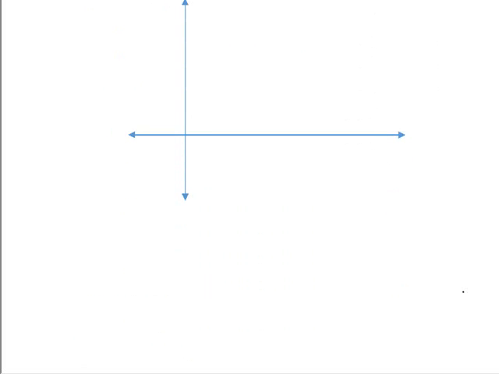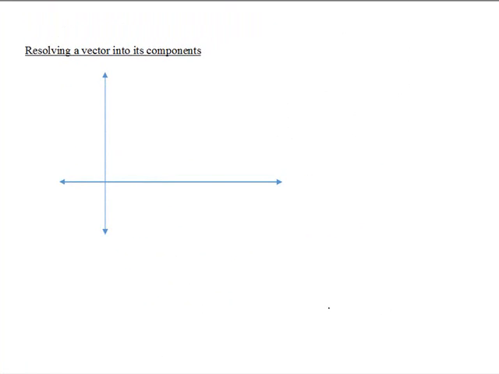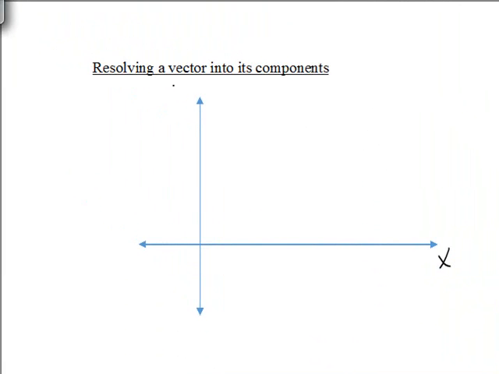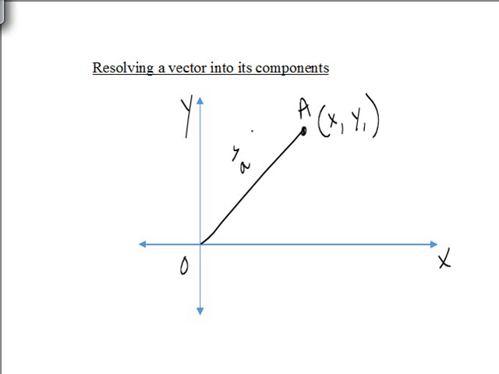Let's resolve a vector into its components briefly. What do I mean by that? So let's draw a little picture here. X, Y again, origin. Draw a line from the origin to a point. Let's call this point x1, y1. And let's call this point A. So this is the vector little a. Okay?